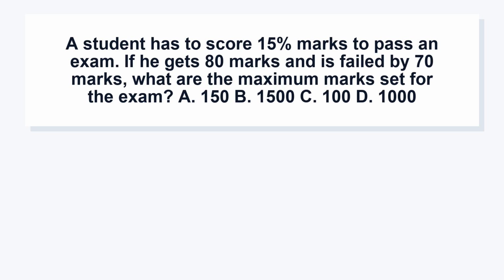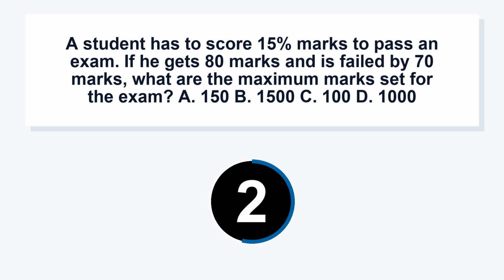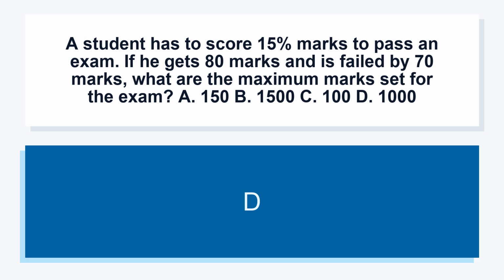A student has to score 15% marks to pass an exam. If he gets 80 marks and is failed by 70 marks, what are the maximum marks set for the exam? A. 150. B. 1,500. C. 100. D. 1,000. D.